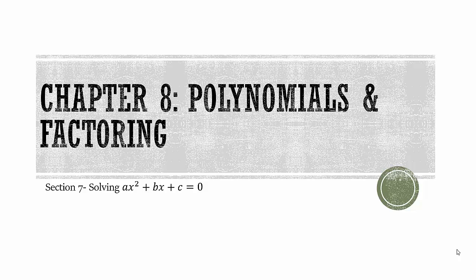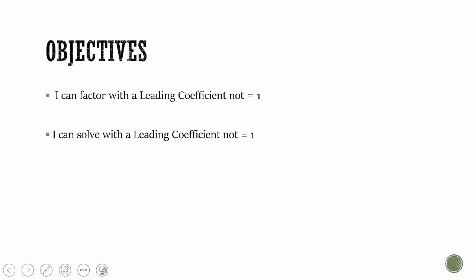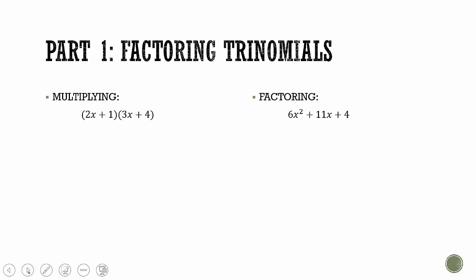Next up, we're going to factor and solve things that do not have a 1 in front of the a squared. They're going to have some other type of number. So by the end of this lesson, you should be able to factor things with a leading coefficient that's not 1, and then also solve them.